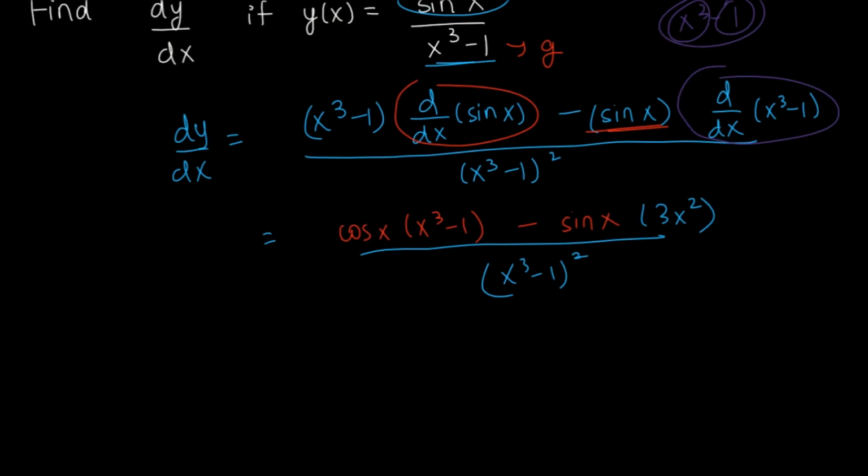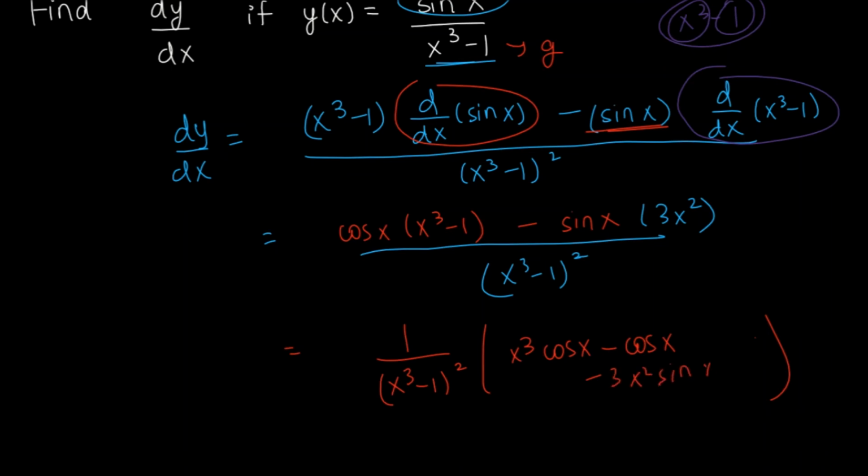If you want to write this in a better way, well, perhaps you can write this as 1 over x cubed minus 1 squared times, I don't know, x cubed cos x minus 3x squared sine x. Anyways, all of these forms are equivalent, and that is how you use the quotient rule.